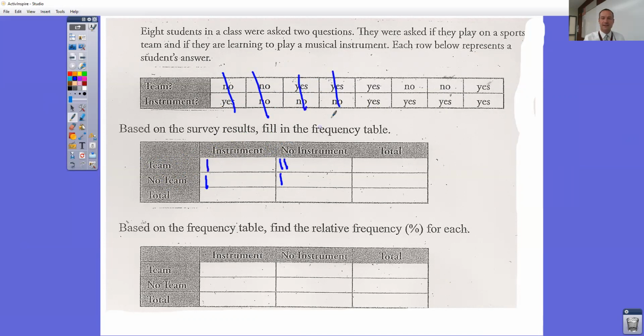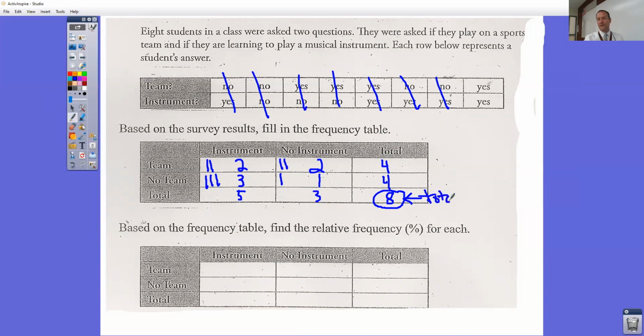Next person said yes and yes. The next 2 people said no to the team, yes to an instrument. So we're going to put 2 tally marks there. And the last person in the survey said yes and yes. So adding up our tally marks, we have 2 people here, 3 people here, 2 people here, and 1 person here. You have to add your rows going across, add your columns going down. So there are 5 total people playing an instrument, 3 total people not playing an instrument, 4 total people on a sports team, 4 total people not on a sports team. Add them up, and you have 8 total people in your survey.